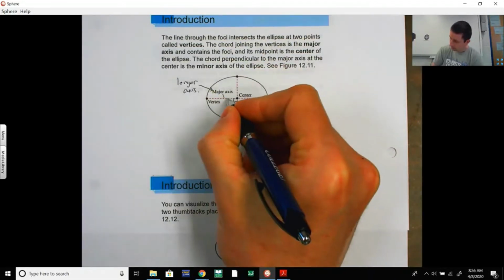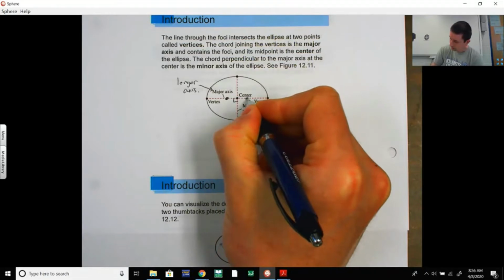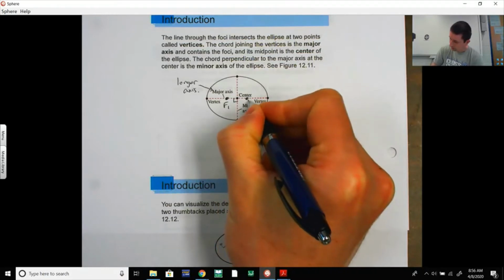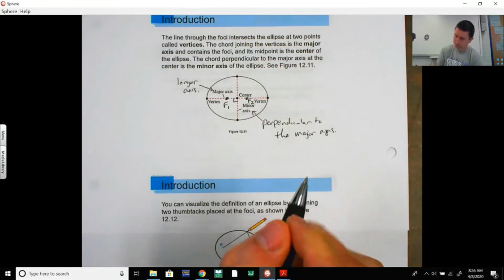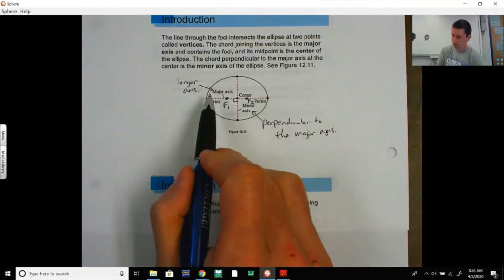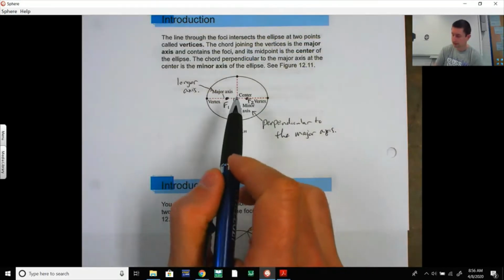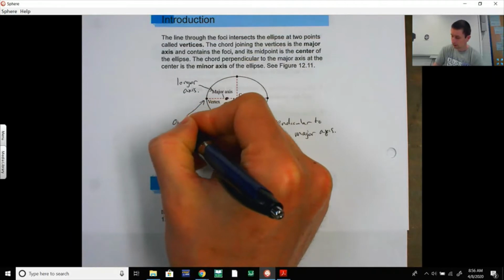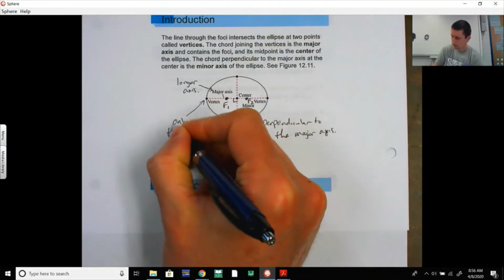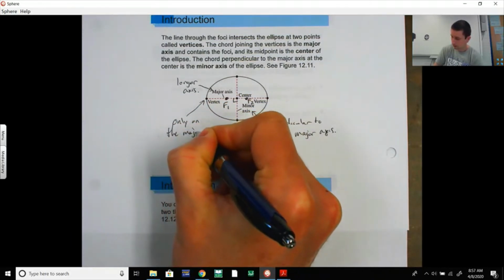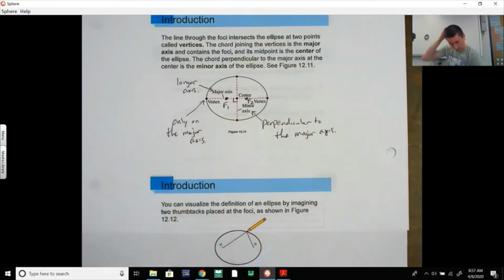So the center, okay, here's your minor axis. The foci would be somewhere out here. So this could be F1, focus 1, focus 2. Okay, so the major axis is the longer one. The vertices are only on the major axis. Only on the major axis.